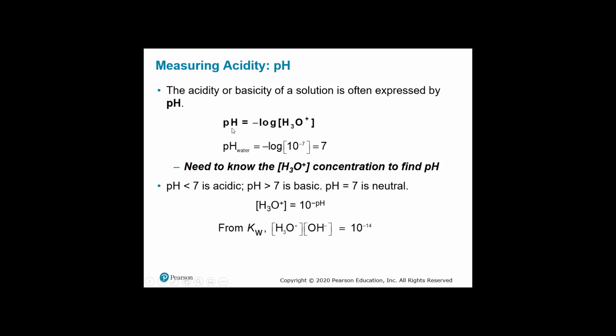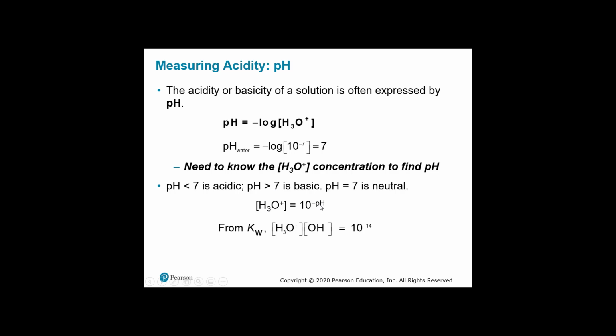If we want to know the pH, we need to know the hydronium concentration, since pH stands for the hydronium concentration. We use the negative log of the concentration of hydronium ions. You plug this in, it will give you the pH. Now, if pH is less than 7, it's acidic. So 0 to 6.9 is considered acidic. 7 is neutral. And 7.1 and on is starting to go basic, up to 14.